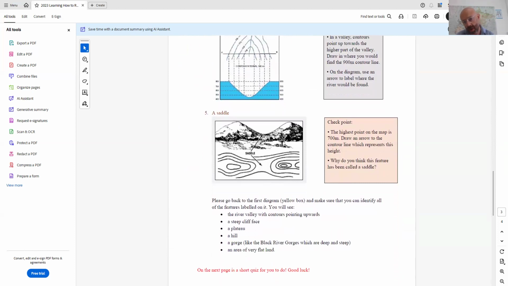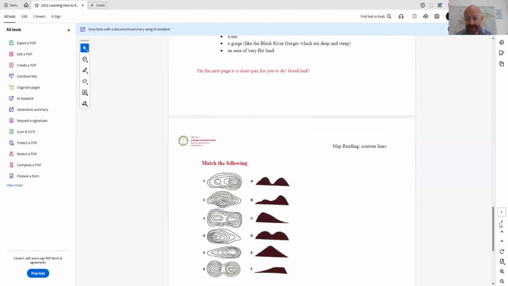The one I spoke about earlier on, you have two hills here. You've got a dip in the middle where they both join. It looks like a saddle on a horse, and therefore it is called a saddle. And you'll be able to identify that on contour lines because you will get this lower area between the two peaks, okay? So really, that's it.